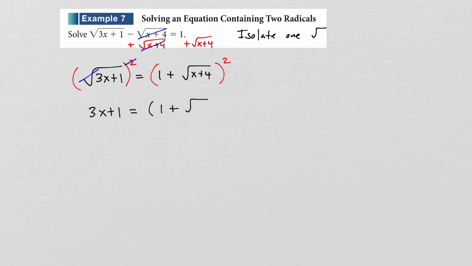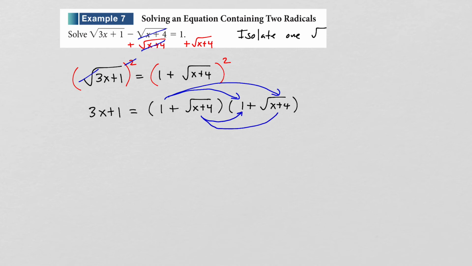On the right-hand side, when you square this, you have to multiply it by itself. And this is where the problem can get a little bit tedious. So let's go ahead and do the multiplication. We're going to do 1 times 1, 1 times the second term, and then multiply here, and multiply here. And if we do those multiplications, we get 1 times 1 is 1, plus 1 times the square root of x plus 4 is the square root of x plus 4, plus the square root of x plus 4 times 1 is the square root of x plus 4.